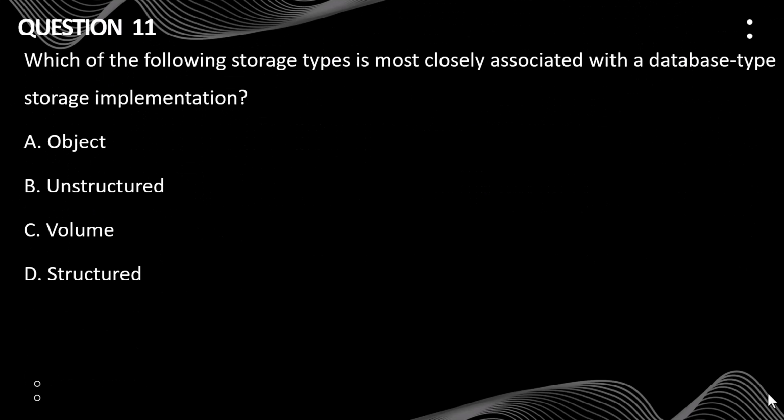Question 11. Which of the following storage types is most closely associated with a database type storage implementation? Option A, objects. Option B, unstructured. C, volume. D, structured. The answer here will be option D.